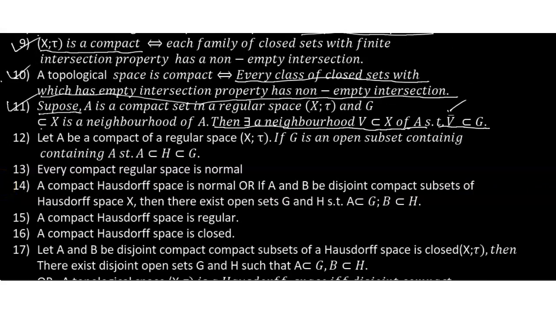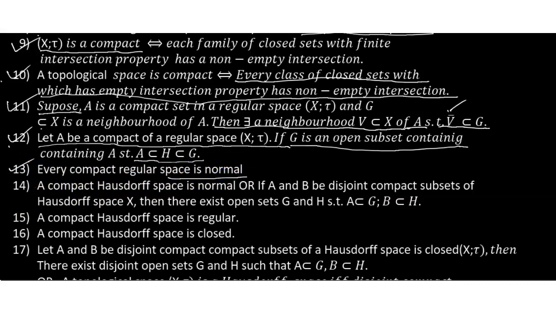And let A be a compact subset of a regular space (X, tau). If G is an open subset containing A, then there exists an open set H such that A is a subset of H, H closure is a subset of G. Every compact regular space is normal.